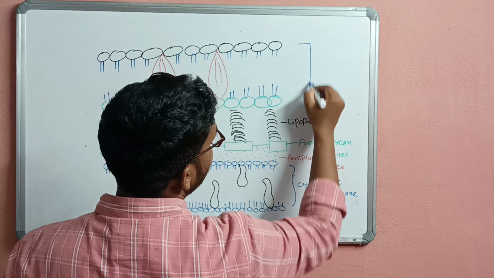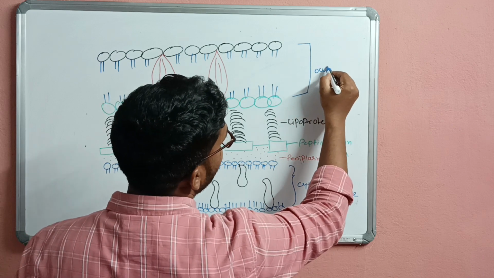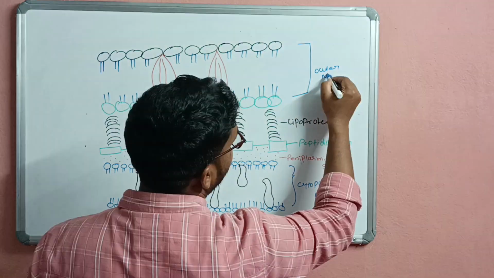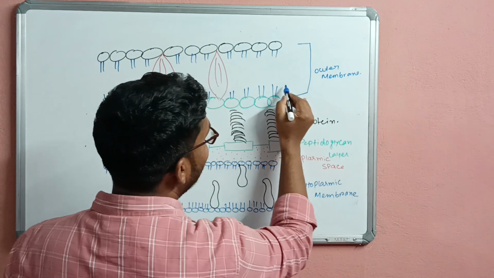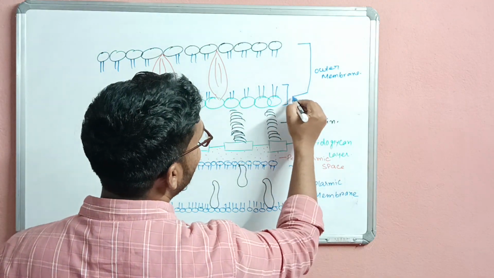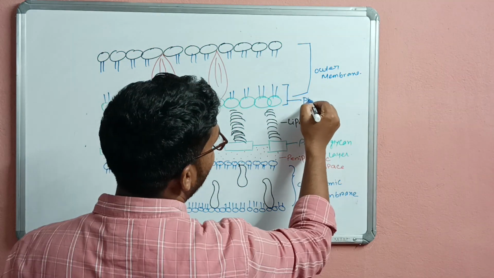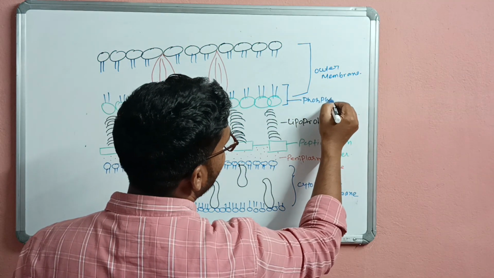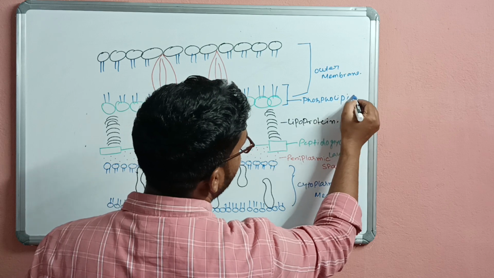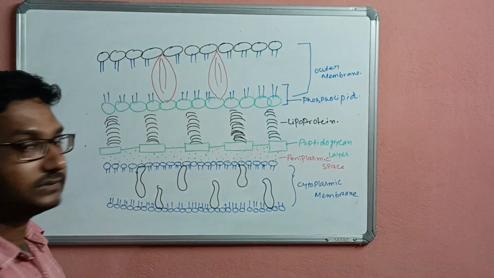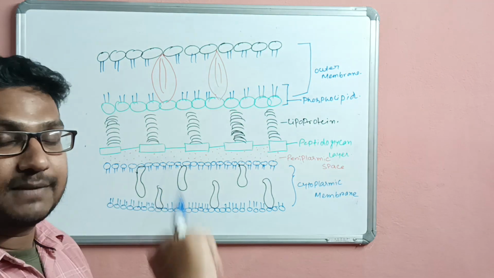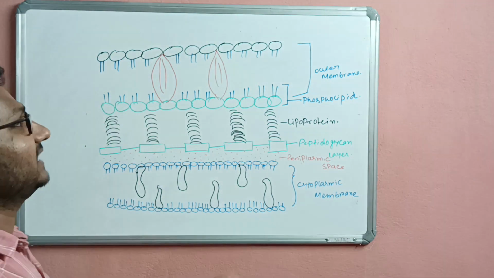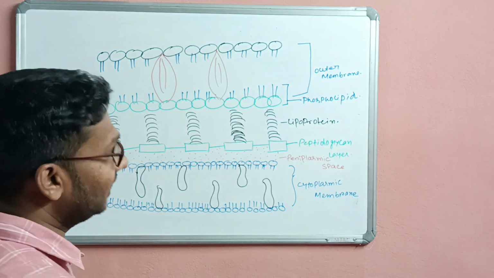This total portion is the outer membrane, and this small portion is called the phospholipid layer. This one is the outer membrane. What is the function? It also provides stability to the gram-negative bacterial cell wall.